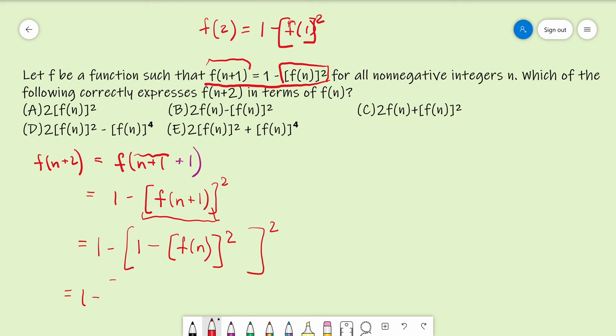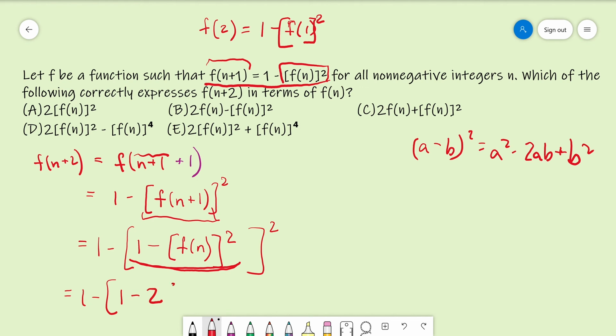Okay, well, let's simplify this. This gives us 1 minus. Now we're going to have to square this whole thing. Okay, all of this is going to have to be squared. So we get 1. Remember, the square of a difference, like a minus b squared, I'll write it over here on the side, a minus b squared is equal to a squared minus 2ab plus b squared. So this is going to give us 1 minus 2 times 1 times f of n squared plus f of n squared squared. So that's going to be to the 4th power.